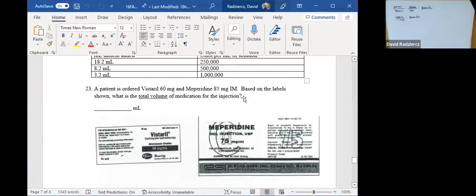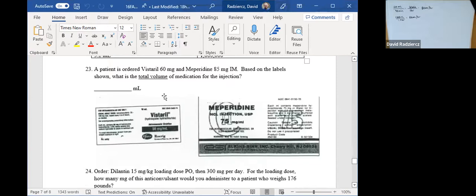All right. For this question, I think you guys should be fine with this. All you're going to do is take the Visceral 60 milligrams, divide it by 50, get those milliliters. Then you're going to take the Meperidine 85 milligrams, divided by 75 milligrams, get those milliliters, add those two numbers up, round to the nearest 10th, and that is your answer for 23.